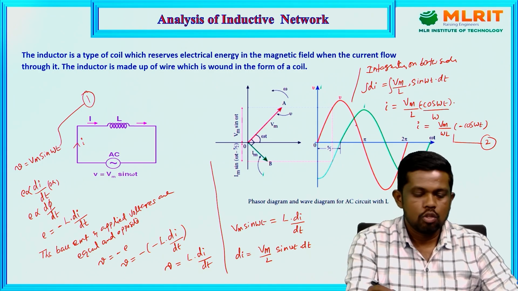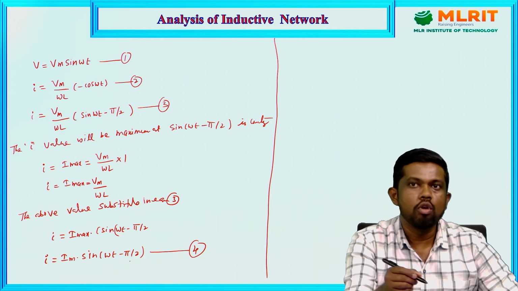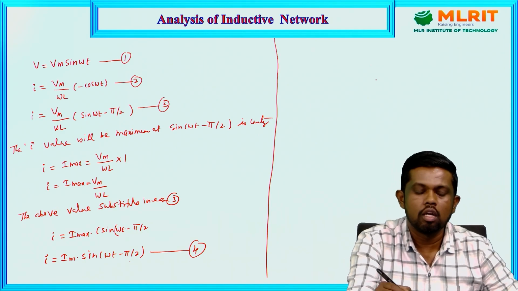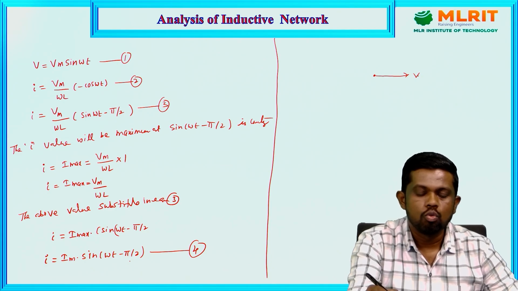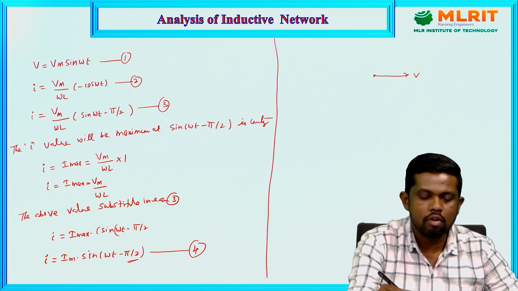Based on this, we also need to draw the phasor diagram of the pure inductive case. Let us consider the voltage as reference. This is the voltage of the inductor, V. Then the current of the inductor always lags the voltage by an angle of 90 degrees.